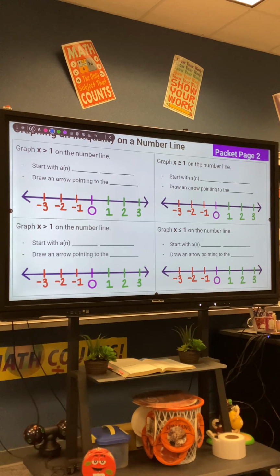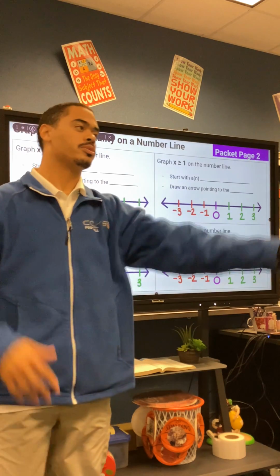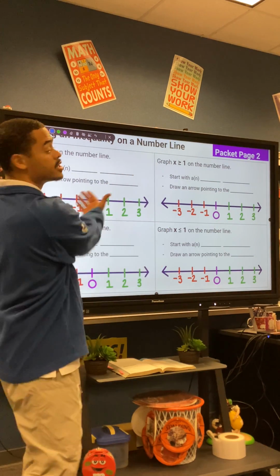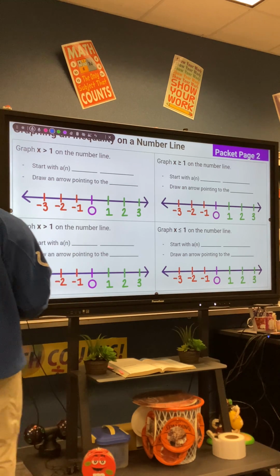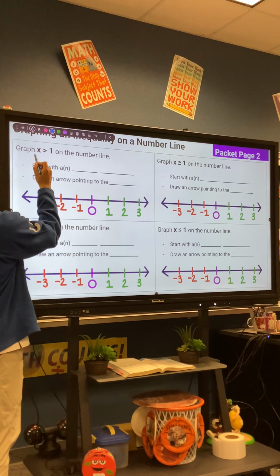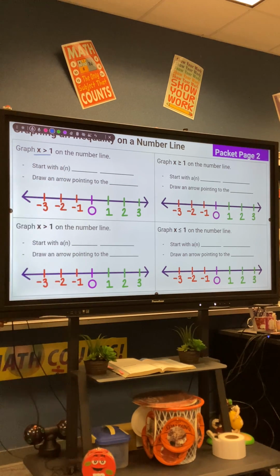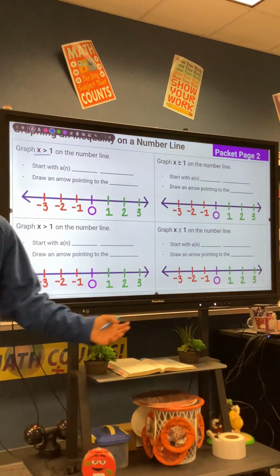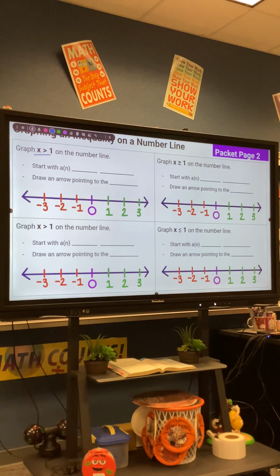Cool. So now we're gonna move on to graphing. So you remember how I said open circle, closed circle, arrow to the right, arrow to the left. Now we're about to implement that right here. So x is greater than 1. I'm going to start with what? An open circle or a closed circle? It's on your notes. Flip back the page.